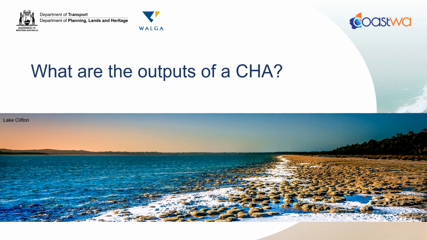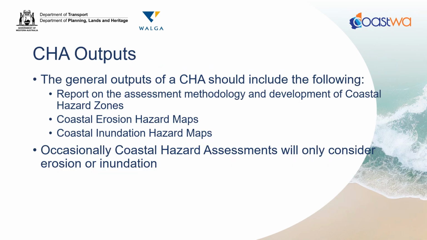We're now going to step through some of the outputs of coastal hazard assessment and how they might be used. Typically, your coastal hazard assessment outputs would include a report on the hazard assessment and the methodology undertaken, and how those coastal hazard zones were developed, and it will also include coastal erosion hazard and coastal inundation hazard maps. Occasionally, coastal hazard assessments might only consider coastal erosion or inundation, but typically we'd cover both.